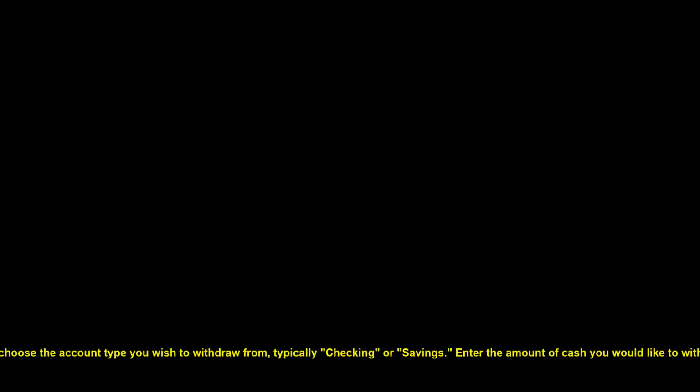Select the withdrawal option from the menu. Next, choose the account type you wish to withdraw from, typically checking or savings. Enter the amount of cash you would like to withdraw. Confirm the transaction details displayed on the screen.